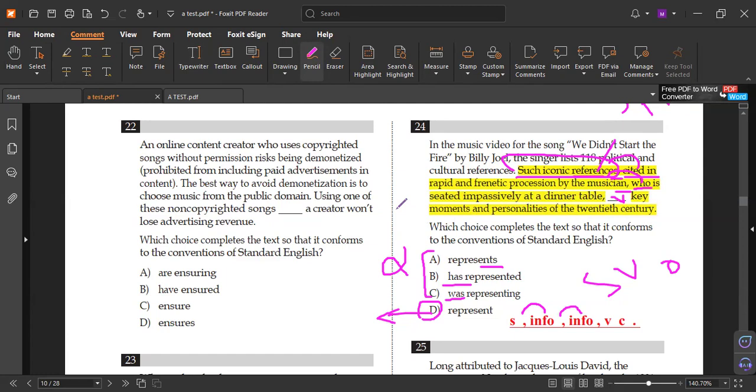Another way is to ask yourself who or what represents key moments and personalities of the 20th century: references. Because what could be personalities? Iconic references. And references here refers to people. People can say that you are a good man, for example. Inshallah, when you enter university, you need references to recommend you to a position: professors, university, or school, something like this.